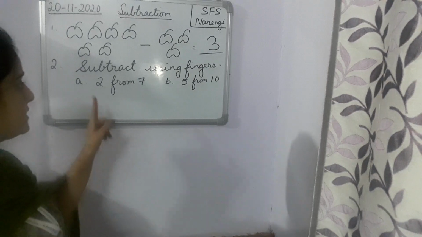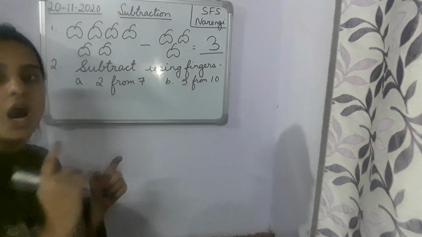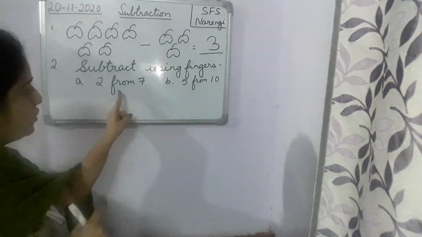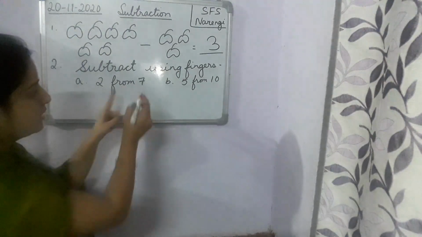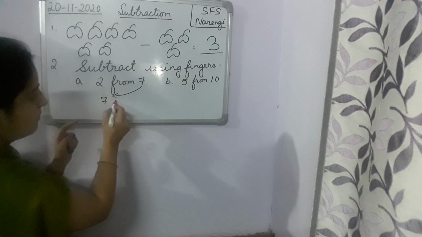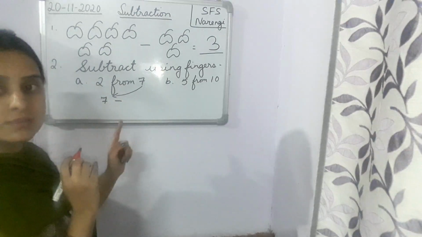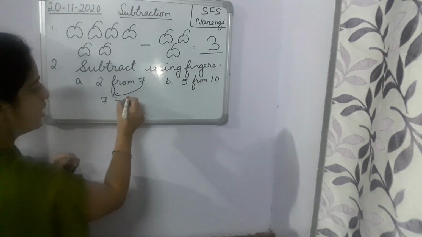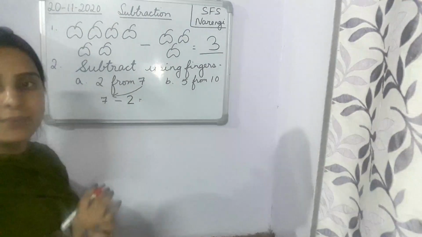The first one is 2 from 7. So how will we arrange, children? You know, when the word from is there, we bring 7 first. 7 minus, from means minus, and the smaller number comes after the bigger number.